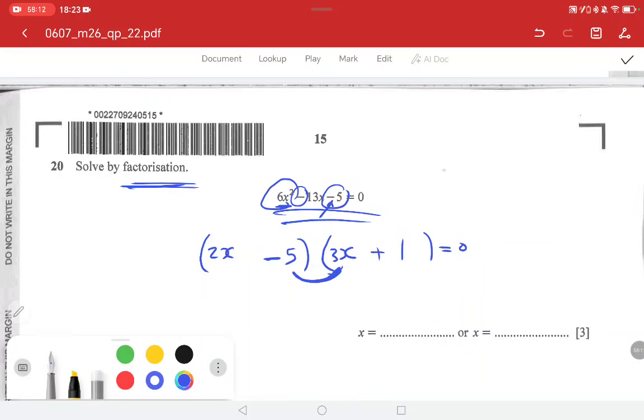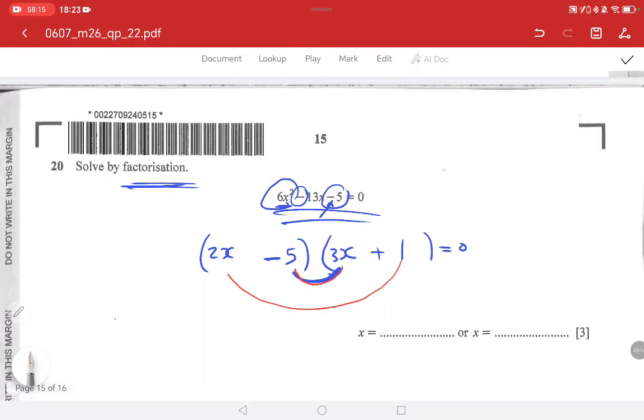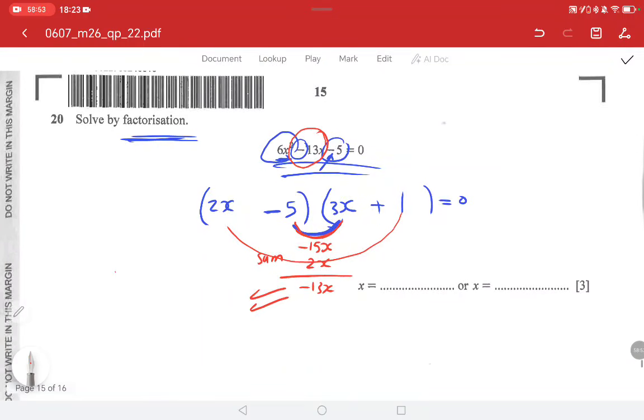To double check, we can do it this way. Multiply what's inside and multiply what's outside and add them. If the sum is the same as the middle, we are correct. So negative 5 times 3x is negative 15x, and 1 times 2x is 2x. The sum of these two, negative 15x plus 2x, is negative 13x. So we are correct; what we did is correct. If not, we could try to swap the 1 and 5. If it didn't work, instead of 2x times 3x, it could be 1x times 6x. Okay, so our factorization is fine.